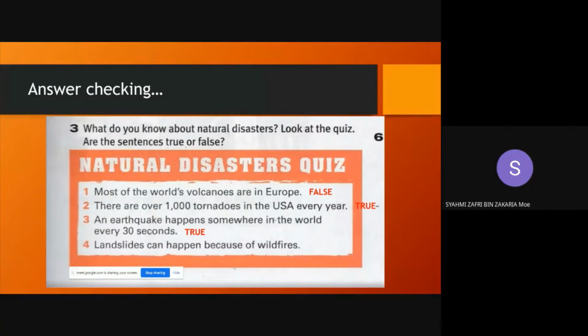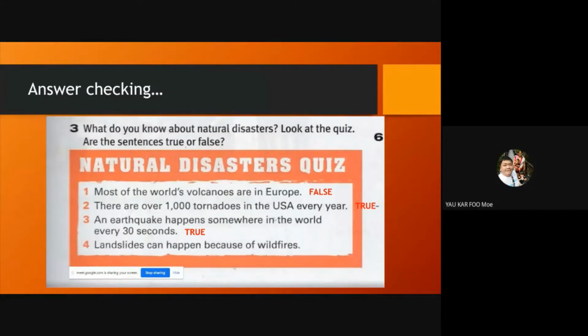Me, sir. Okay, your name? Shahmi. Okay, Shahmi, I know your class. Just go ahead. Landslide can happen because of wildfire. So your answer is? True. Your answer is true.